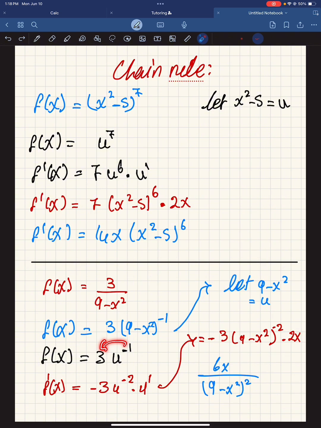And when you multiply it out, it's going to be negative 3, u to the power of negative 1 minus 1, so it's going to be negative 2. And then you multiply it by the inner function, which is u prime. And then if you simplify this, it's going to be negative 3 times 9 minus x squared to the power of negative 2, multiplied by negative 2x. And then these negatives cancel out, and it becomes 6x over 9 minus x squared to the power of 2. And that's going to be your f prime x.